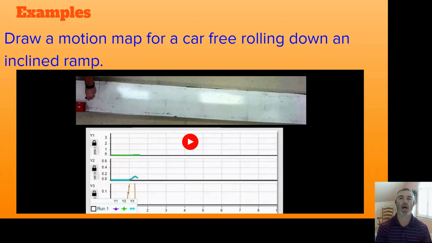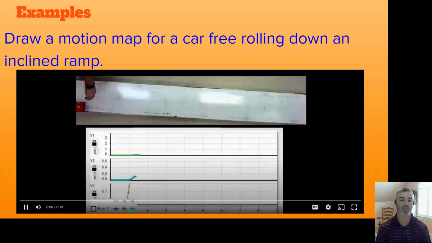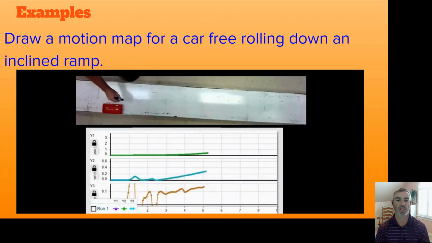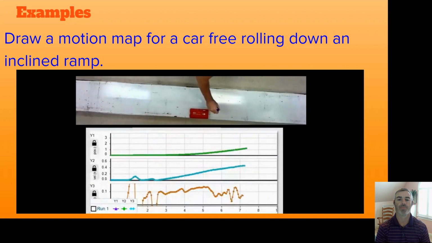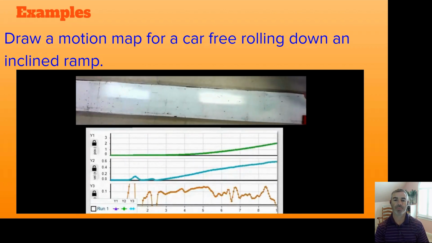Now we're going to draw one where an object is speeding up as it's rolling down an inclined ramp. And I'm going to show the corresponding velocity time, acceleration time, and position time graph. So position time's on top, and velocity, and then acceleration. So I'm going to place the dots as the car rolls and make those graphs. And we're going to look at those graphs.